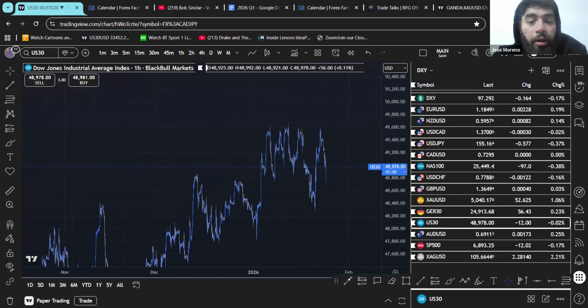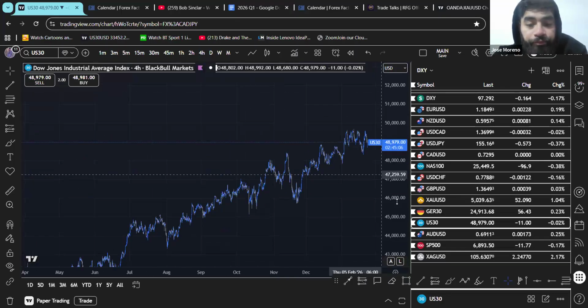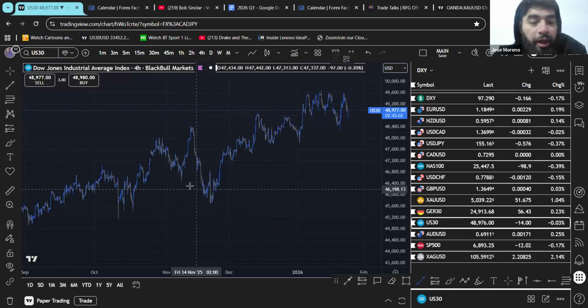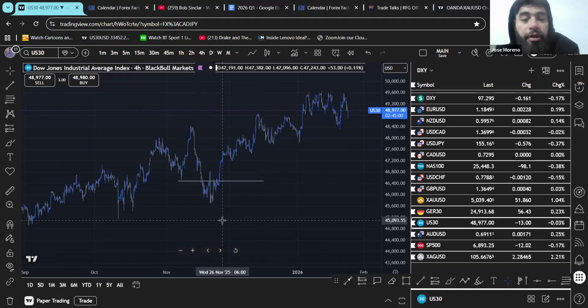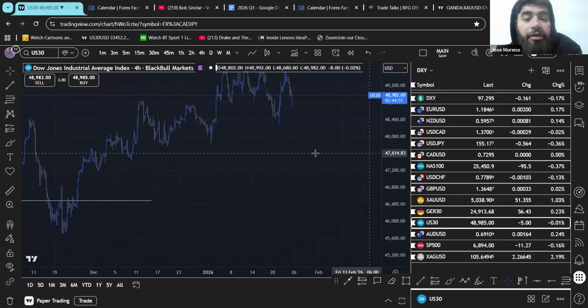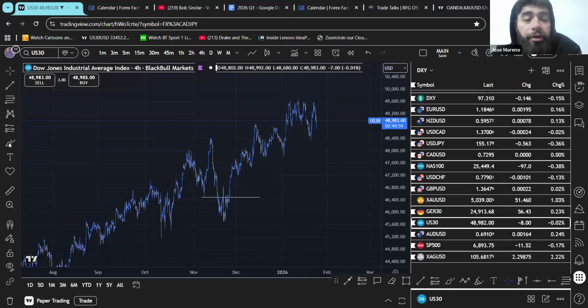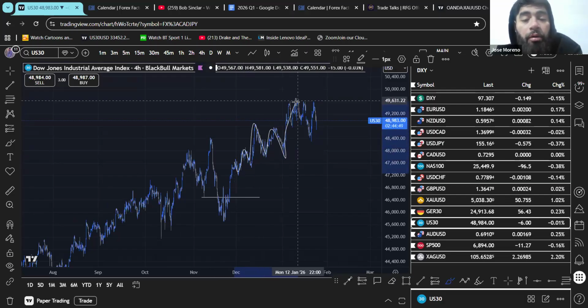US 30, same kind of idea, right? Except it's just a little bit farther down. So I believe the same low that we were looking at for NASDAQ is over here for US 30. So it's a little bit of a different situation. The question really just becomes, do we hold this current order flow that we've been seeing? We can see that we've been holding for a while, right? And then do we just do that and continue?